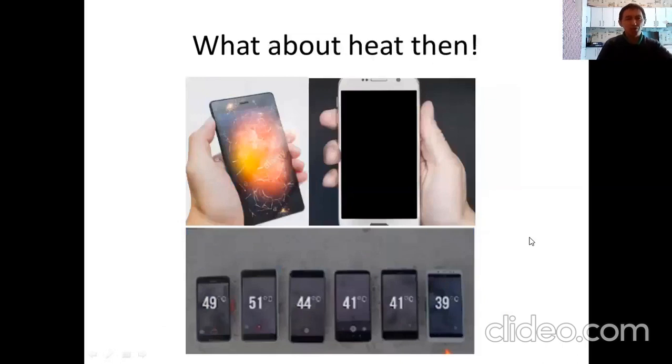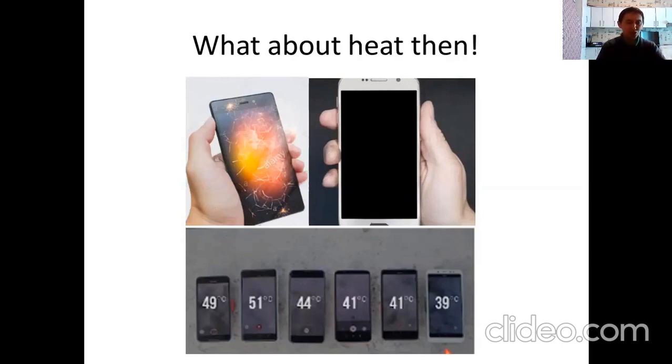So, bringing it to life, what about heat? Even now, while recording my video, probably you are holding a mobile phone. What happens, namely, when you are holding the mobile phone?